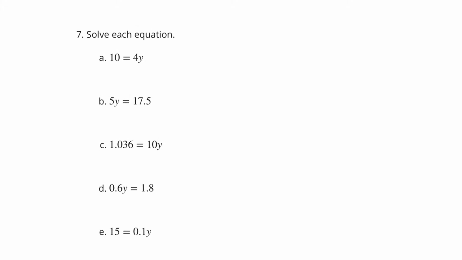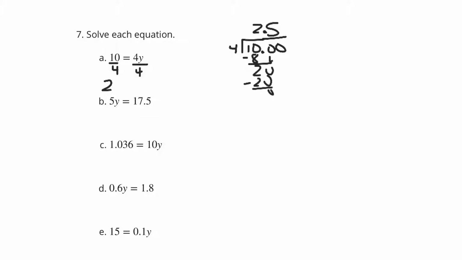And now we go to our solve each equation. All right. Well, if I divide both sides here by 4, I end up with 10 divided by 4. Well, 10.00. 4 goes into 10 2 times. Subtract the 8. 20. You get 2.5. So 2.5 equals y.